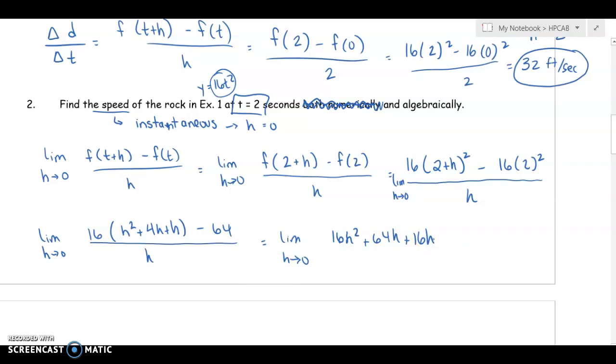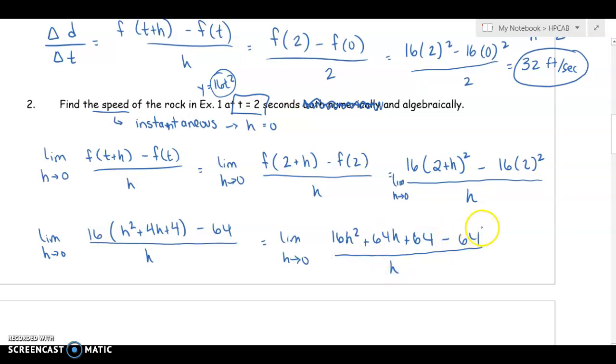I did something wrong. What did I do wrong? h plus 2 squared, you're going to have h squared plus 4h plus 4. I don't know why I put h. Sorry. Doing this in my head. So this should be a 4. I apologize. When you do 2 plus h times 2 plus h, you're going to get h squared plus 4h plus 4. I think I said that, but then I wrote it wrong. And then when you distribute, you're going to get not 16h, you're going to get 64. So plus 64. There we go. Minus 64 all over h.